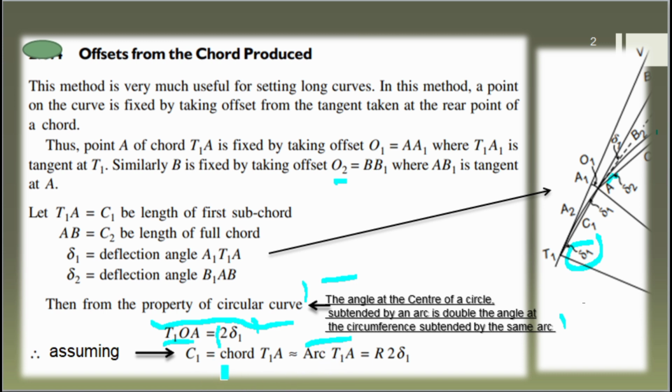By assuming the first subchord found here, C1 is the distance from here to here, that is the chord, the first subchord. It is the same as the arc length from T1 to where A is. So the arc represented there on that given figure is the same as R times the angle that subtended it. Let me show you how this angle was gotten.